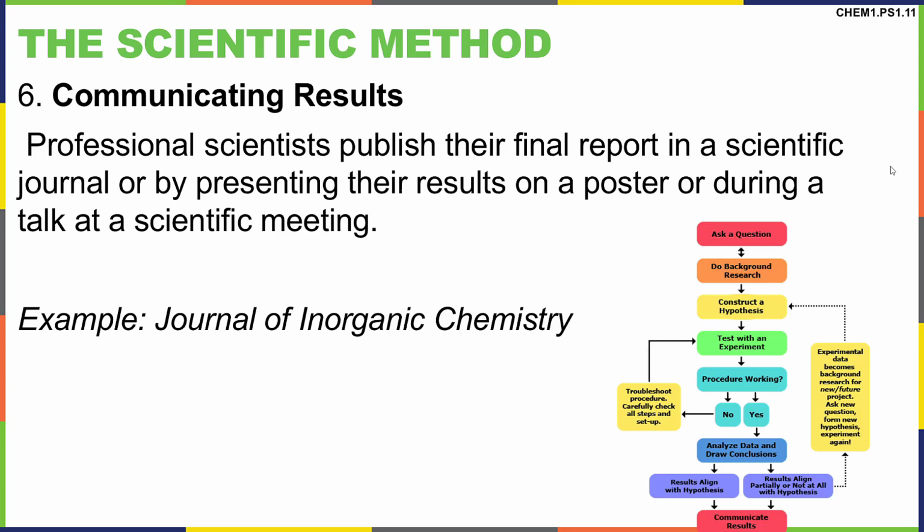So let me be very clear here. You test with an experiment. You determine whether or not your procedure is working. If your procedure isn't working, it doesn't necessarily mean your hypothesis is wrong. It may mean that you have a flaw in one of the steps of your experiment. So you might go back and tweak that. But if your procedure is working, and after you analyze data and draw conclusions, if you find that the data is just not backing up your hypothesis, that's when you pretty much start all over again, right? Just to be very clear.